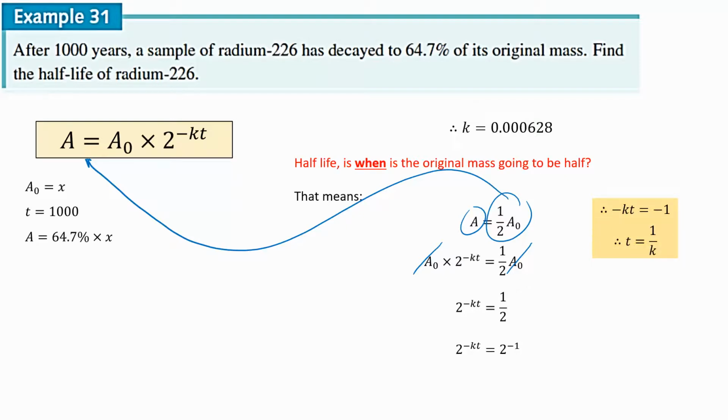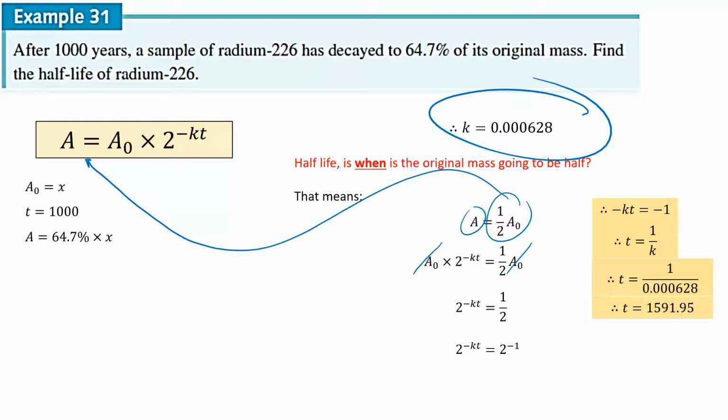T must then equal negative 1 divided by negative K. Two negatives cancel out, but I already got K. See, K was here. We already figured out K. Sub K in, 1 divided by K gives me 1,591.95. That's the number of years that it takes to reduce down to half of the original. Because that's what I want. I said I want that to be half the original. That's original, half, 0.5. Whereas the other one was 0.647.